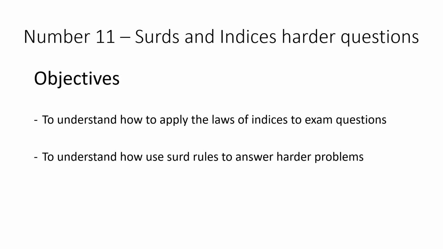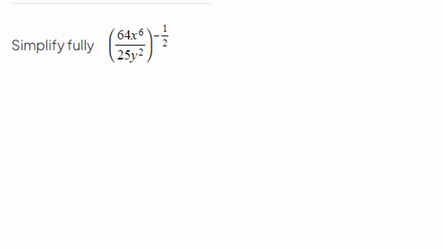What's up, everyone? So as promised in my Surds and Indices questions, I said that we would have a separate lesson on harder questions, and so by the end of this session you should be able to answer exam questions. So let's start with the indices because we did that first. How do we simplify fully a question that looks like this?